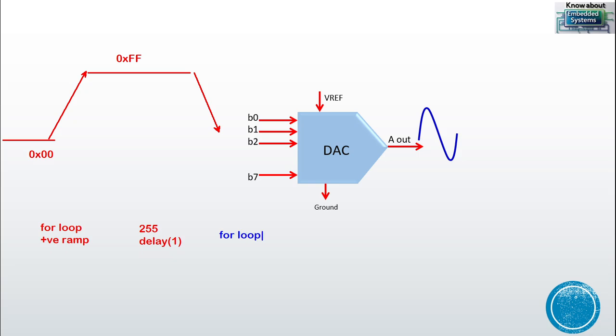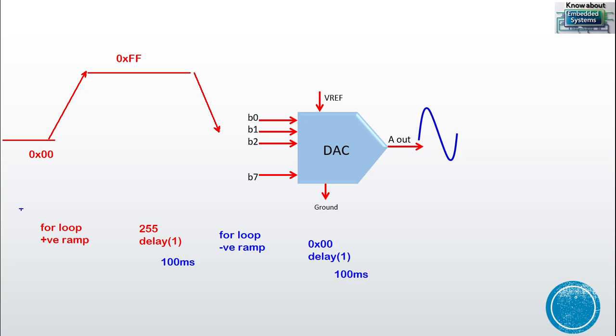Use one more for loop for the negative ramp, and when it reaches 0, you add some more delay. Maybe 100 milliseconds. I'm just mentioning approximately 100 milliseconds you can add as a delay. So this is the logic we have to implement.